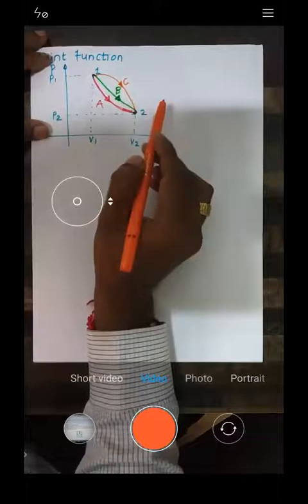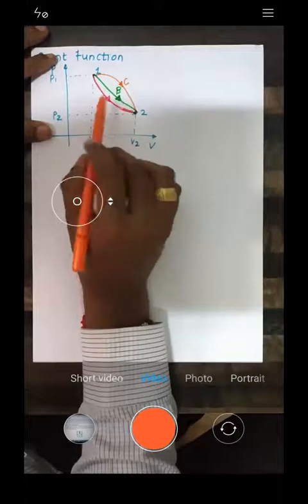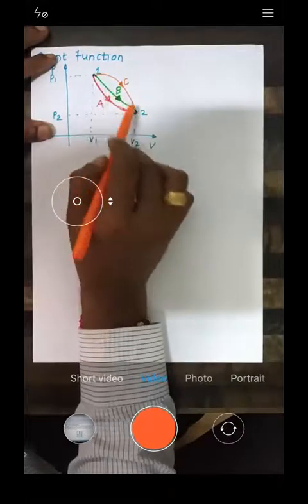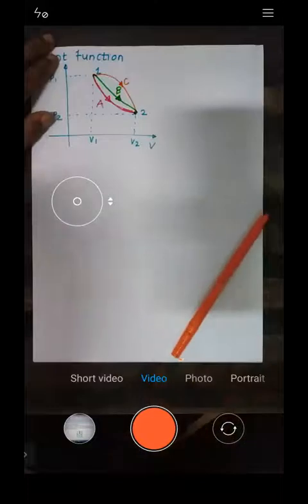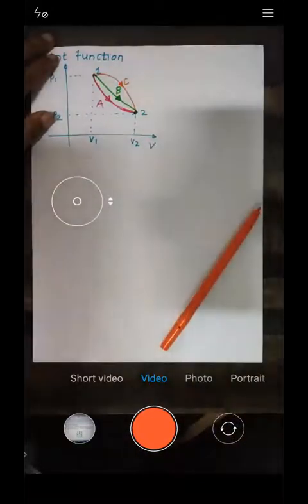So see, for moving from state 1 to state 2, I can move in any manner. Is it okay? Yes or no? I just need to move from state 1 to state 2, so in any manner I can move: like 1A2, 1B2, 1C2. Is that okay or not? Let me know. Yes, sir.